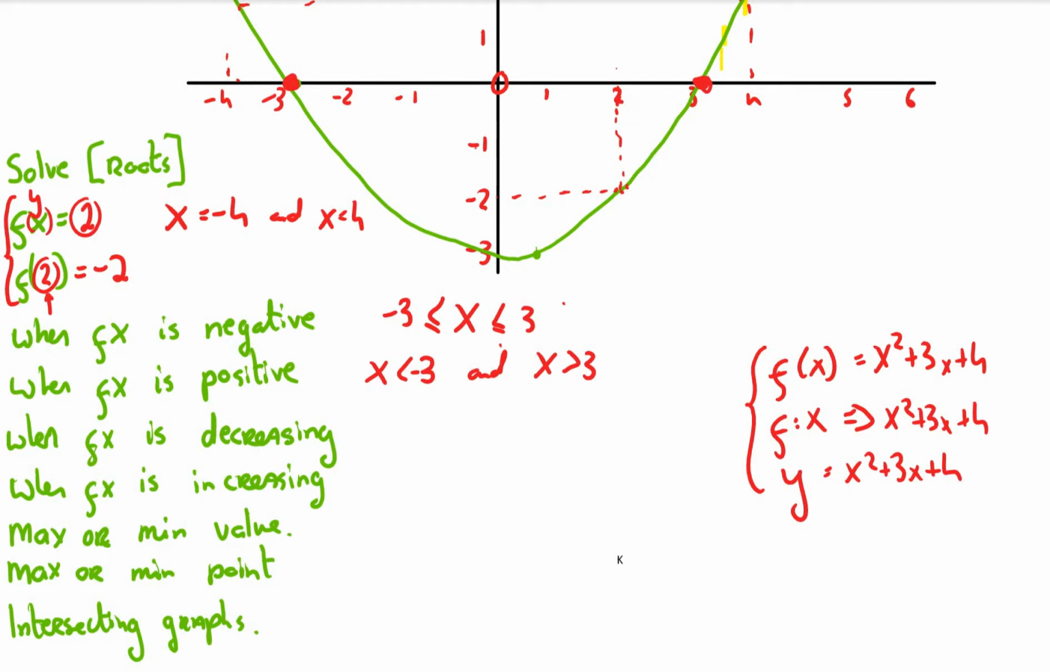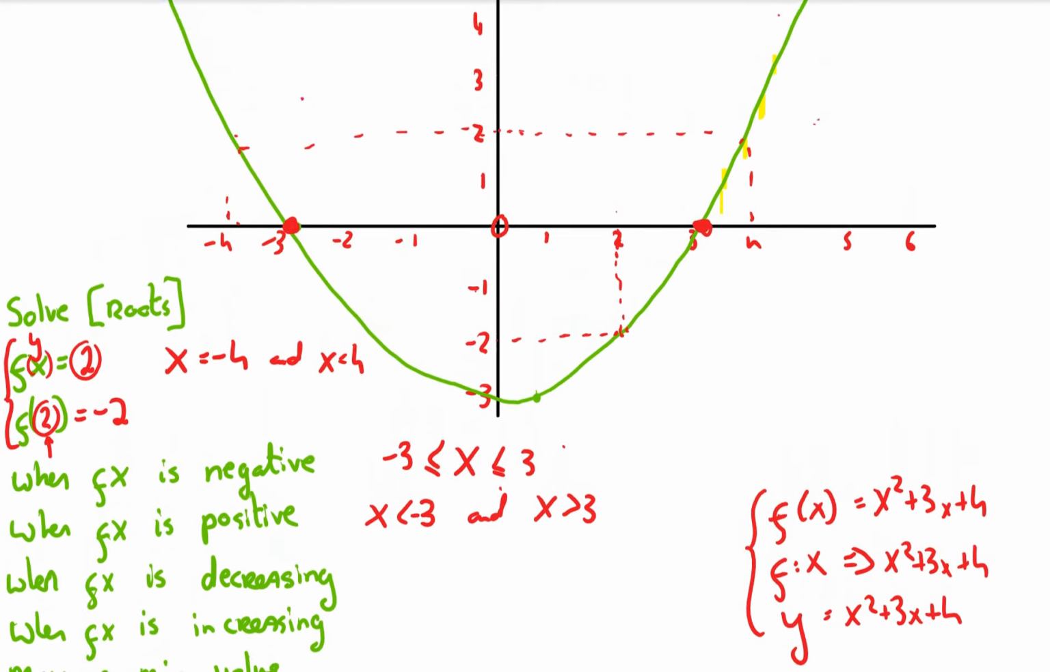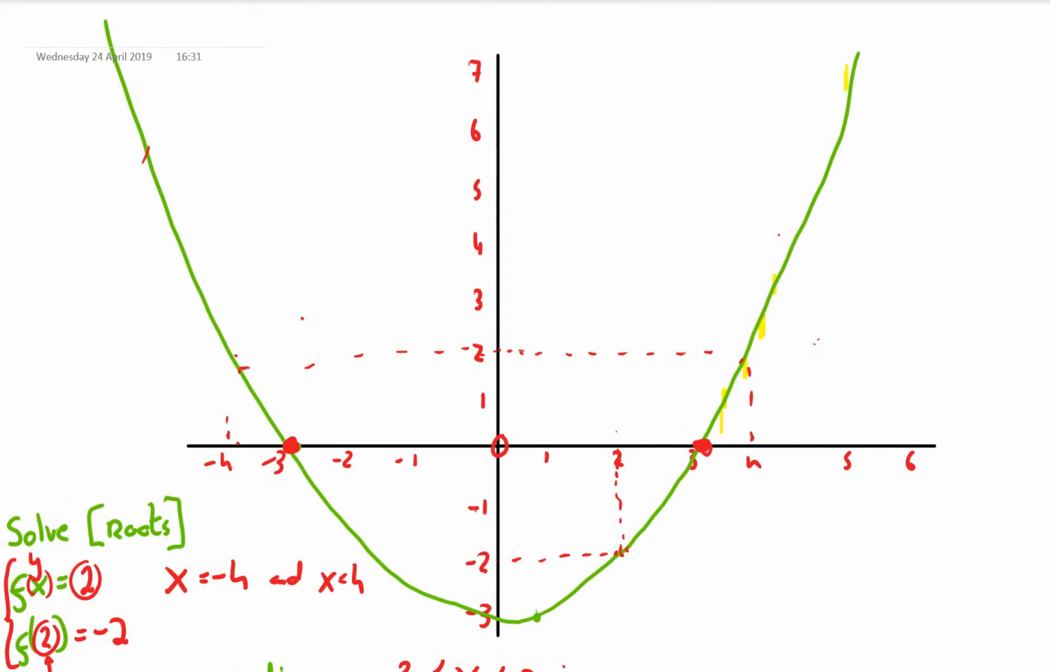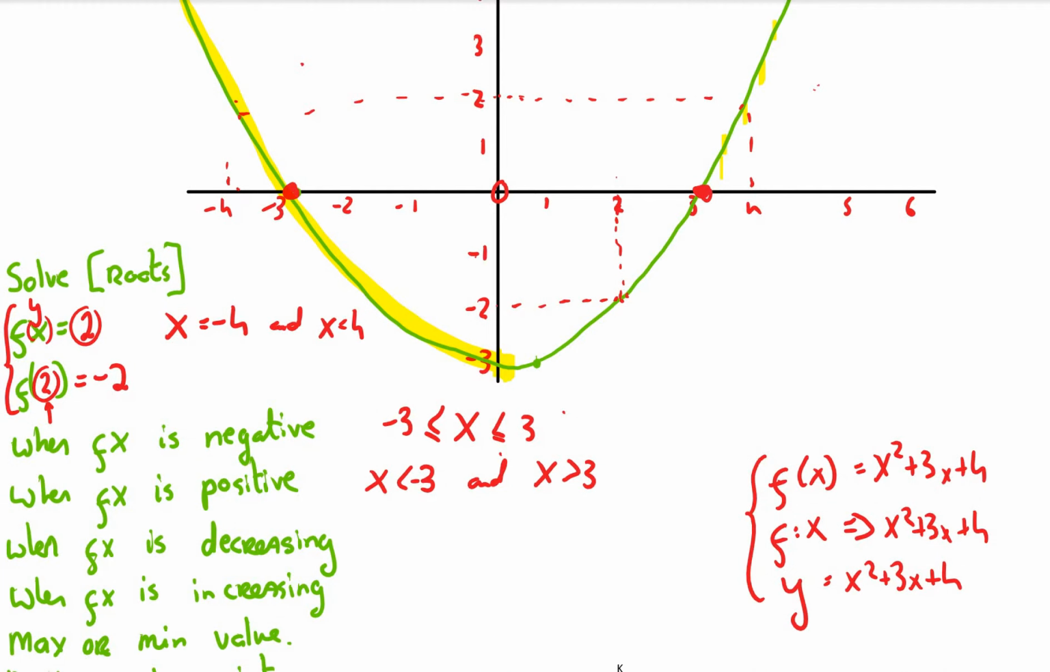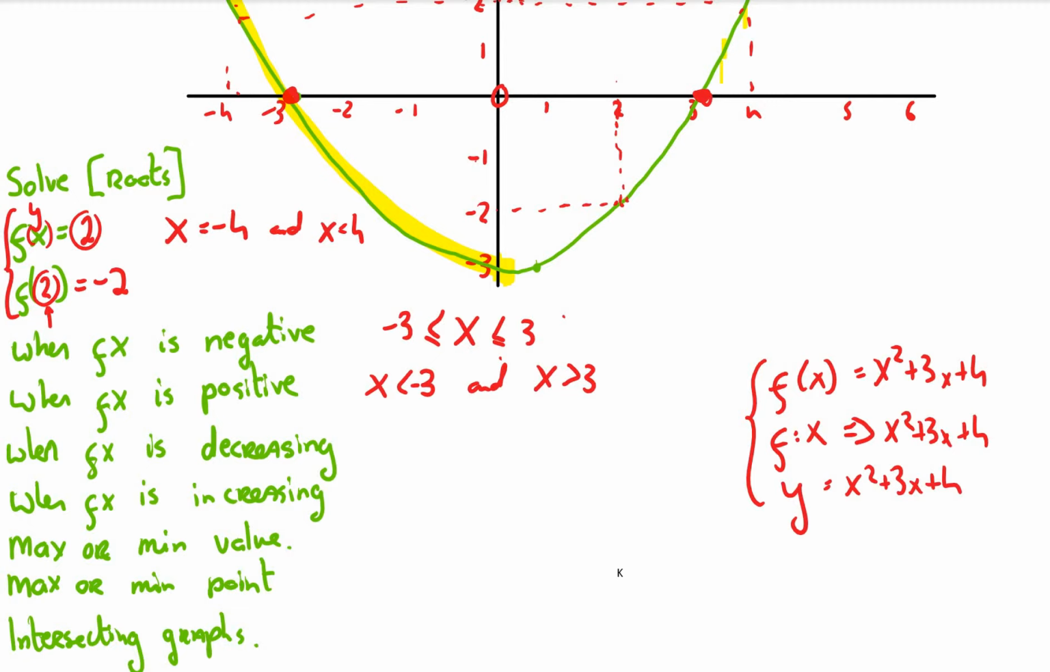Next question is asking us when f(x), or when the function, or when the graph is decreasing. Well, it decreases when its slope is negative, or when the graph is going down the way. So it is decreasing from here all the way to here, when x is less than or equal to 1/2. So right here, this is where it goes from going down the way to going up the way.